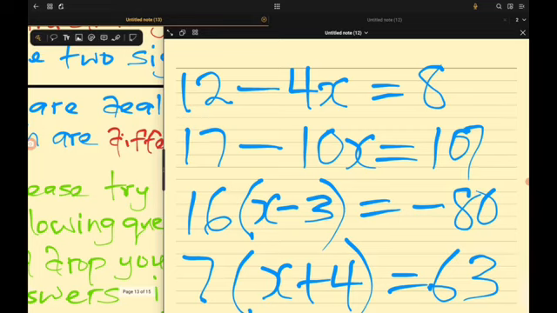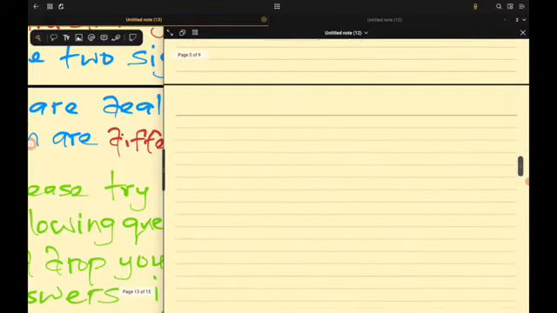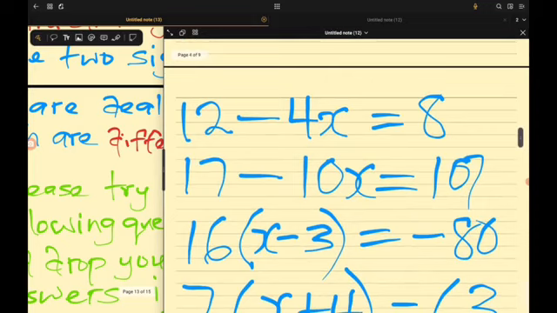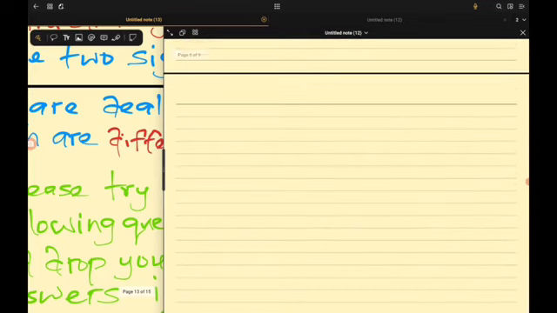So these are the questions. Question 1, question 2, question 3, question 4. Let's endeavor to solve them. The first question here is 12 minus 4x is equals to 8. Let me write it out. 12 minus 4x is equals to 8.